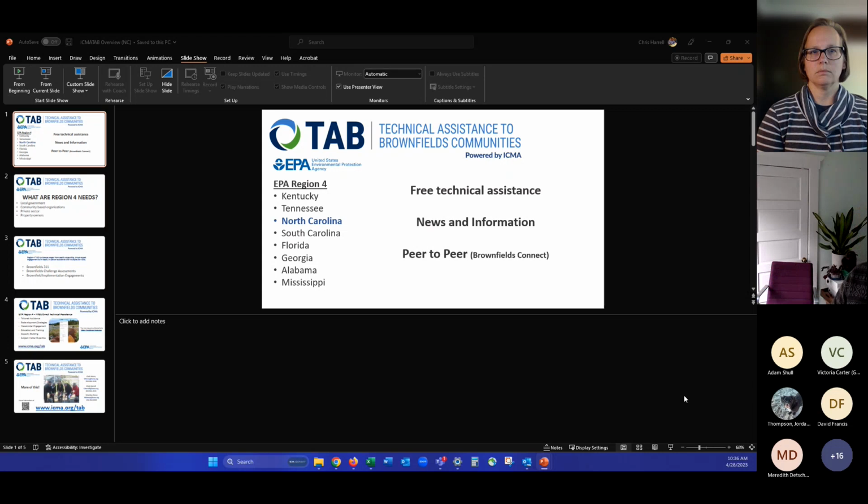Region 4, we are all the way across Region 4, which includes the states you see here, which of course includes North Carolina. So what we provide is free. Number one, for the communities and those who need the technical assistance, it is of no charge, and we have different levels of assistance we can provide based on intake and discussion. We also want to share news and information about each state's program and how communities can access that. When I say community, I mean stakeholders in general, not just municipalities. So I want to be clear about that.